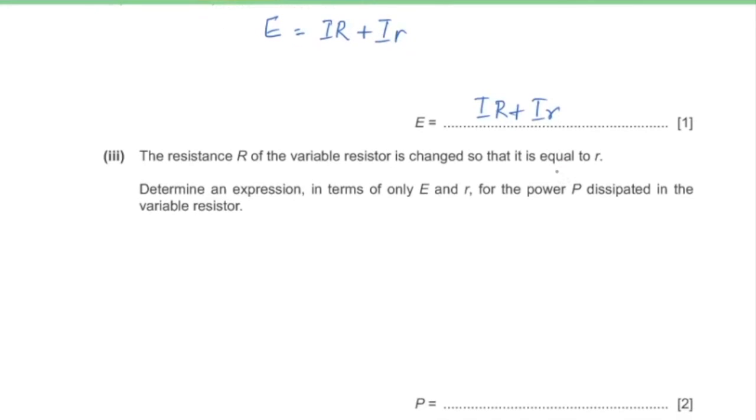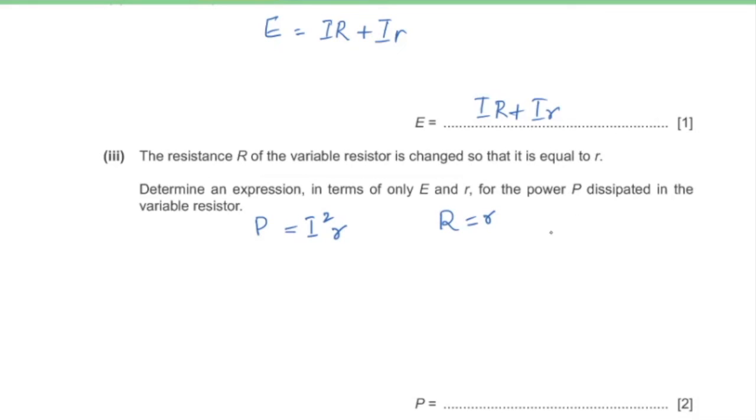Part 3: the resistance R of the variable resistor is changed so that it is equal to small r. Determine an expression in terms of only capital E and small r for the power P dissipated in the variable resistor. So power dissipation is equal to I squared R. We have to remove the symbol I and bring in R, small r, or capital E. So capital R is now equal to small r, as it is said right here that the resistance of the variable resistor is changed so that it is equal to small r.